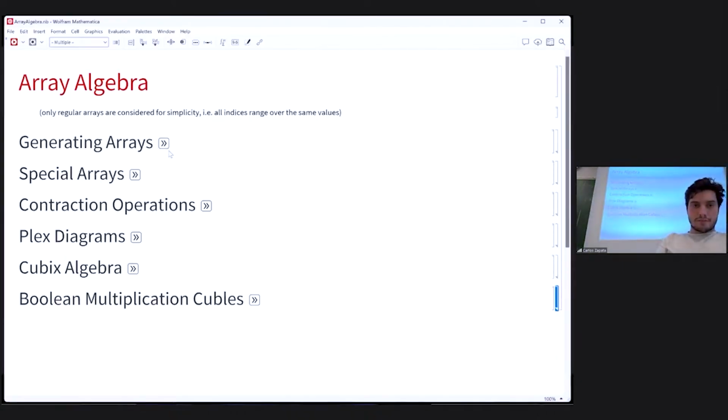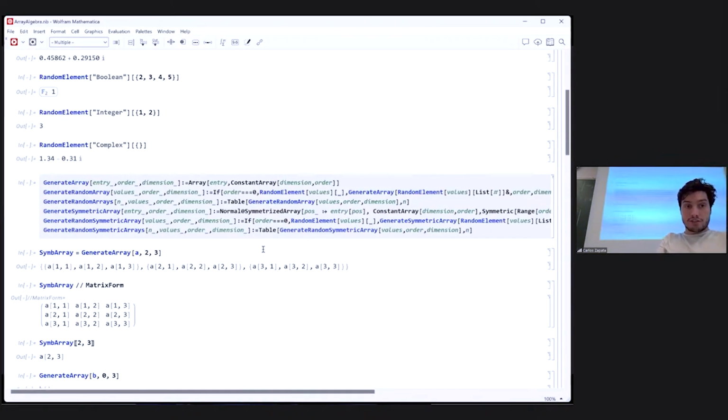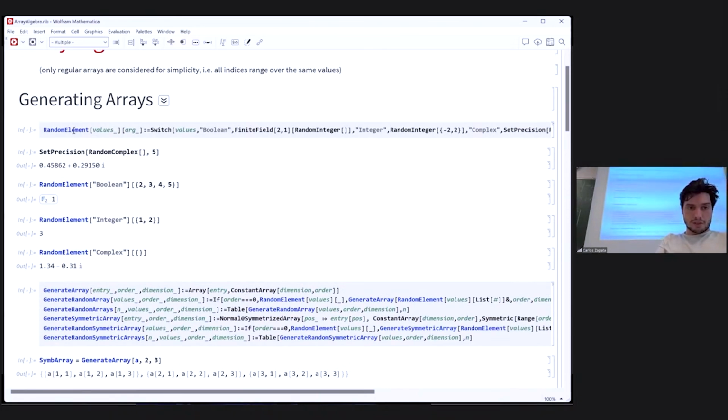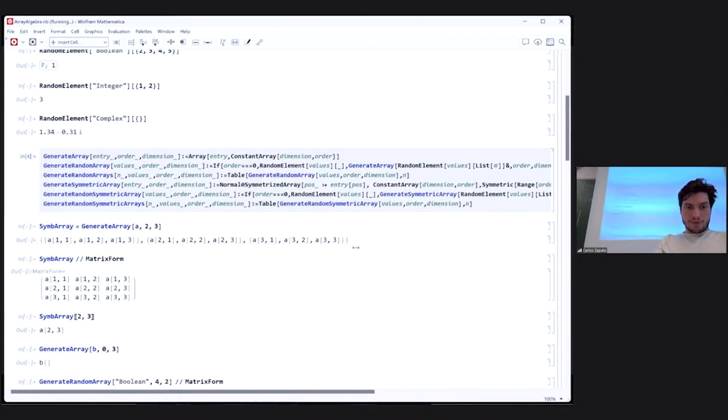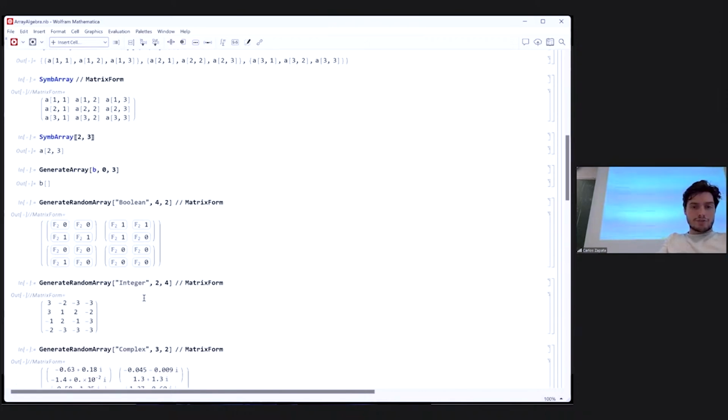So this code just generates arrays. Just in case I want to run something live, let me run everything. You can see that it's generating, for example, a symbolic 3x3 array. So it's more like a traditional matrix.